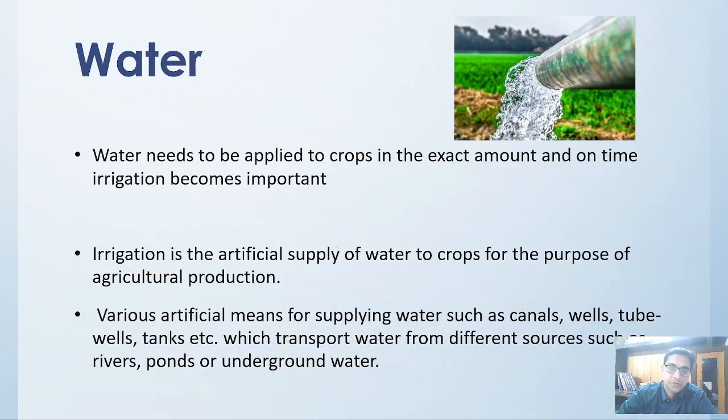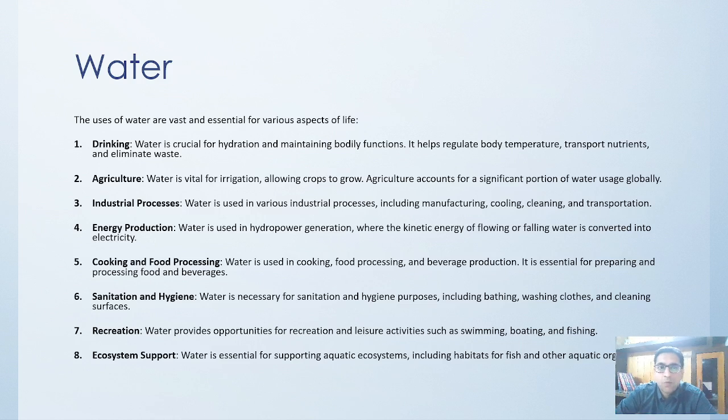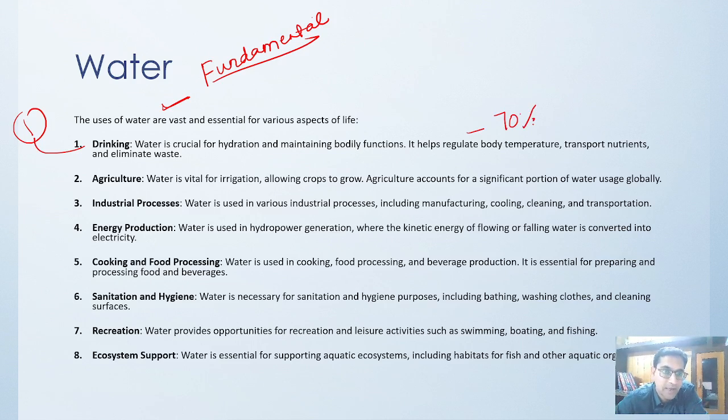Now, why is water essential? This is very fundamental. Water is essential because it is used for drinking. Without drinking water, our body will not remain hydrated, and our body will not be able to function properly, because 70% of our body is water. Agriculture is most vital. Agriculture is only dependent on water.